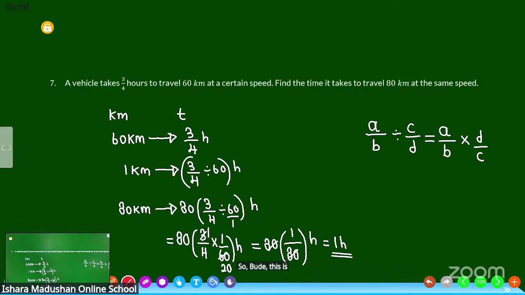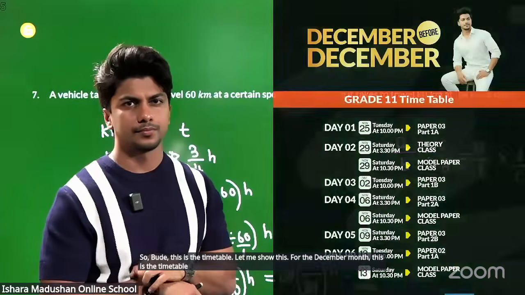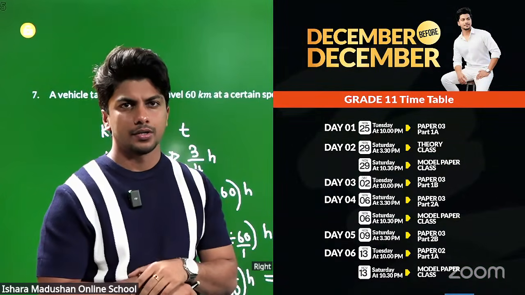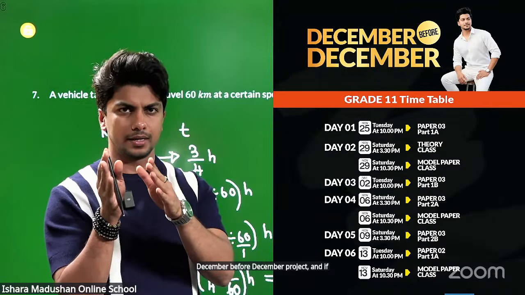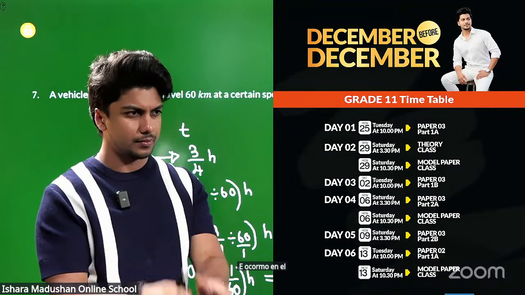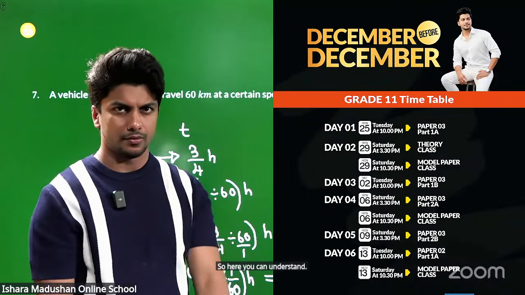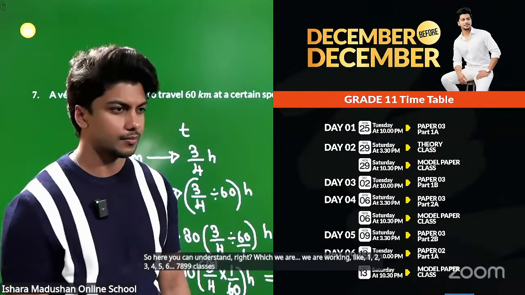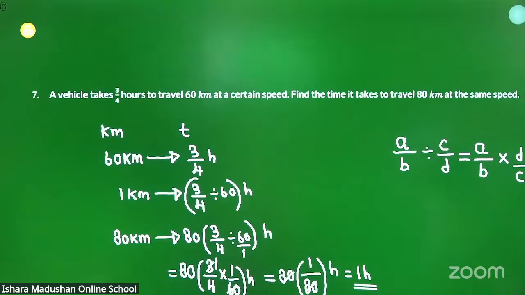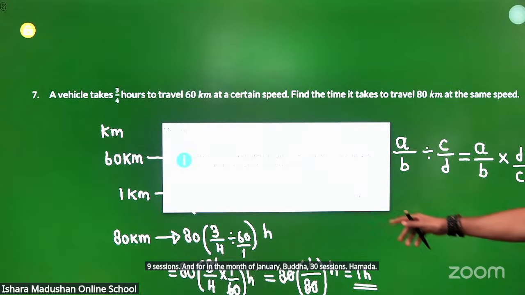So, son, this is the timetable. Let me show this. For the December month, this is the timetable for you. Right? Day 1, day 2, day 3, day 4, day 5, 6. December project and the other model papers go on. So here you can understand, right? So we are working like 1, 2, 3, 4, 5, 6, 7, 8, 9 classes, sorry. Nine sessions. And in the month of January, 30 sessions. 30-day program.